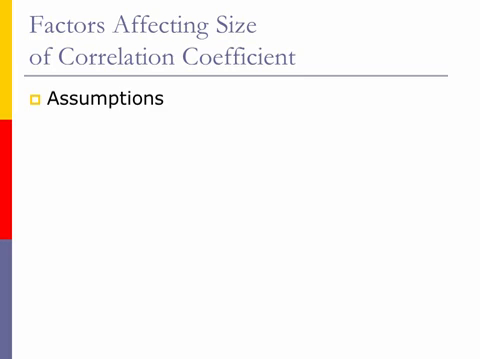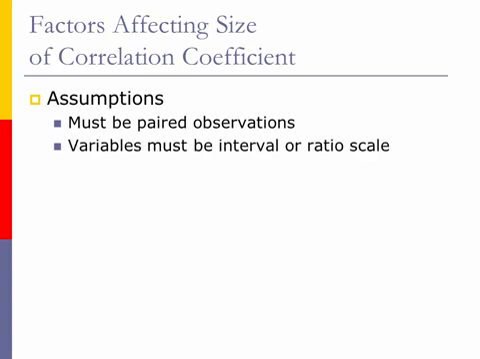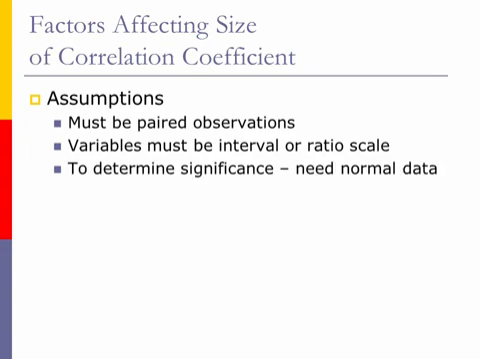All right, what assumptions do we have with the data that we use and want to analyze using correlation? Well, we have to have paired observations. Obviously, there's X and Y's. You can't create a scatter plot unless everything is paired. The variables that we're looking at have to be on an interval or a ratio scale. They cannot be categorical. And then to determine significance, whether it truly is relatable or not, we need some type of normal data.